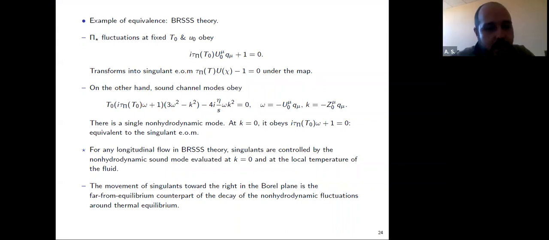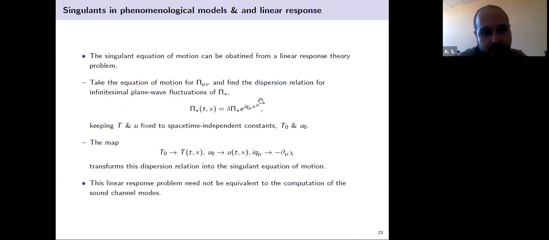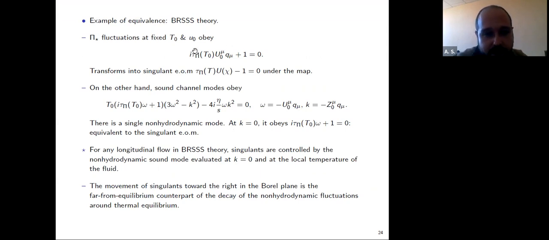Good. So just coming back to the example of BRSSS theory, what we have here, as I mentioned, is that for any longitudinal flow, not just Bjorken flow, the singulants are going to be governed by the sound mode evaluated at zero spatial momentum and at the local temperature of the fluid. And due to the positivity of the relaxation time, the singulants are going to move to the right in the Borel plane. And this movement of the singulant to the right can be thought of in a very well-defined sense as the far from equilibrium counterpart of the decay of the non-hydrodynamic fluctuations around thermal equilibrium.